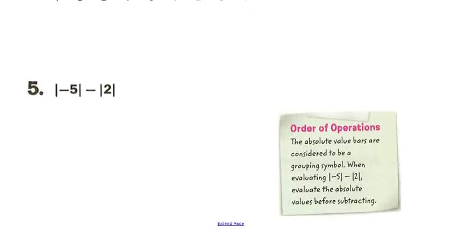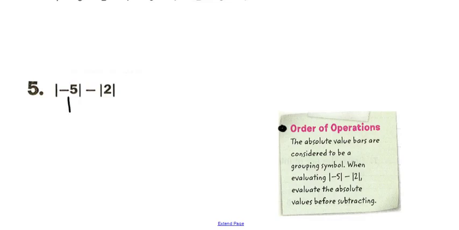So let's put that into an actual problem here. What if we had the absolute value of -5 minus the absolute value of 2? One thing to note here is this little sticky note on order of operations. It says the absolute value bars are considered to be a grouping symbol. A grouping symbol is like parentheses. And when we look at order of operations, you always do the work in parentheses first. So if we have absolute value bars, we treat it the same way, and we're going to do the work in the absolute value bars first.